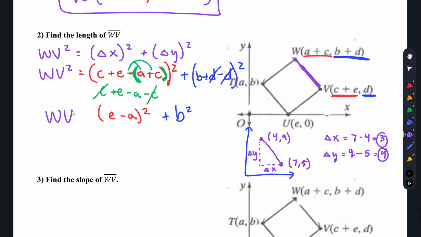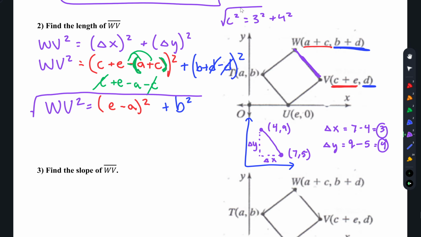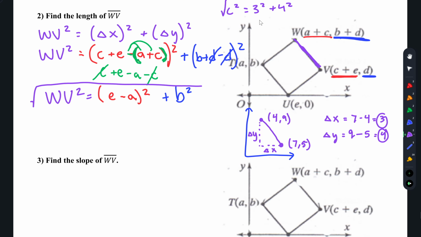I'm almost done. I want WV by itself. To get rid of the square above the WV, I'm going to square root both sides. Now, pay attention to this. If I write it off to the side, if I have c squared equals 3 squared plus 4 squared, have we ever, in the history of doing math, just square rooted this and canceled out all these squares and said, well, c is 3 plus 4? Have we ever done that? No. So we are not going to do that here.